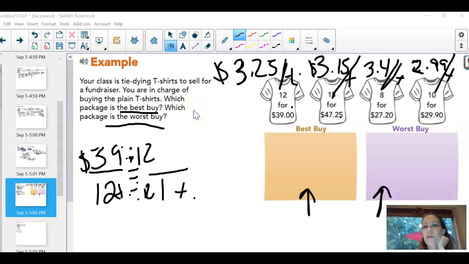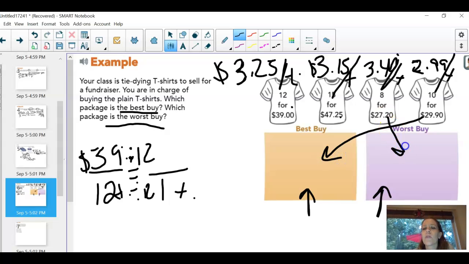Once you have your answers here, you should have come up with $3.25 per t-shirt, $3.15, $3.4, and $2.99. Now remember, 3.4 is not $3.04. You would add a 0 because remember, I can add zeros on the end after the decimal point and it doesn't change the value. So when I look at this one, this shirt here would be the best buy because I'm getting it for the cheapest. This one here would be the worst buy.